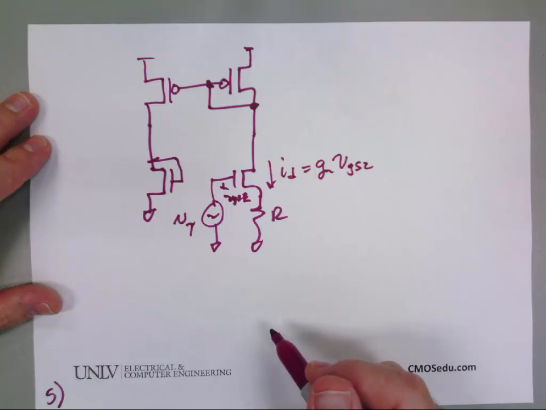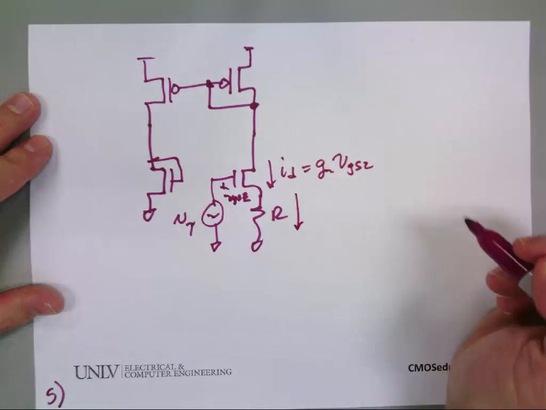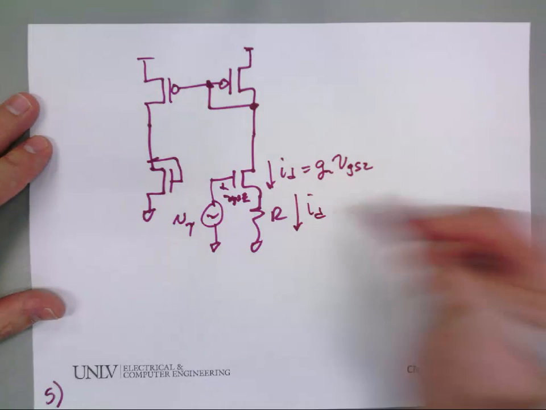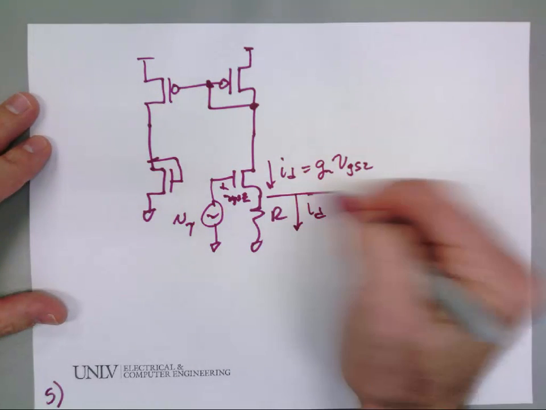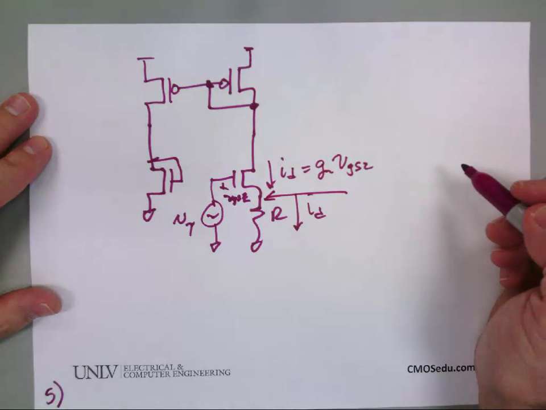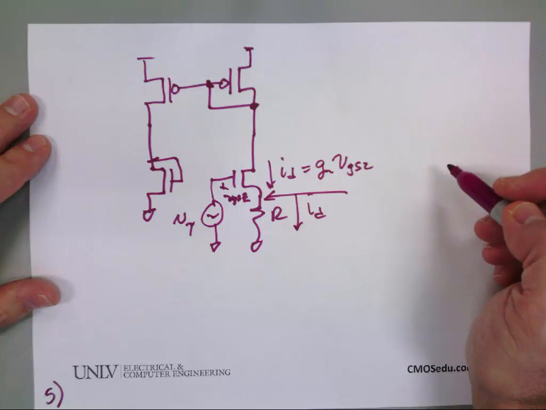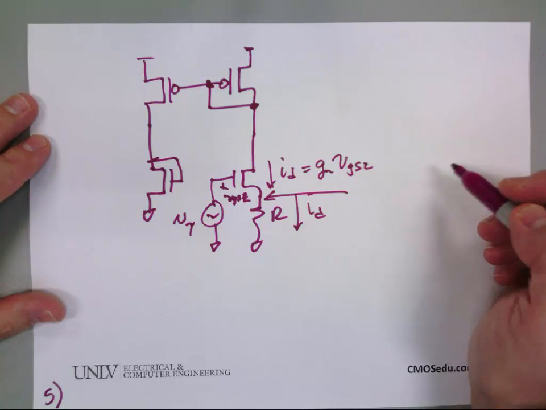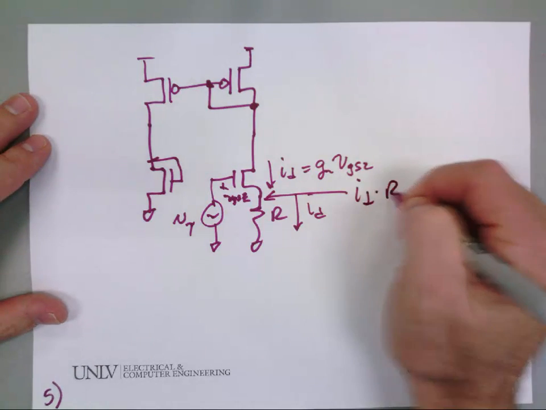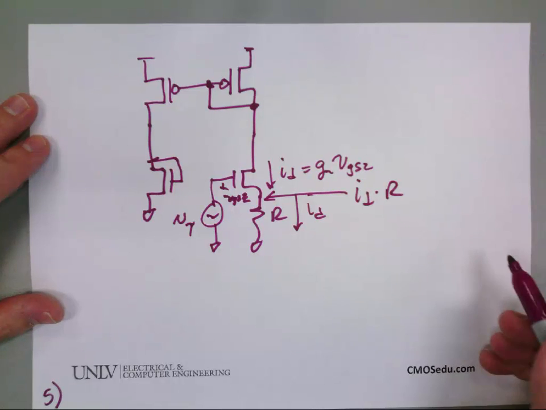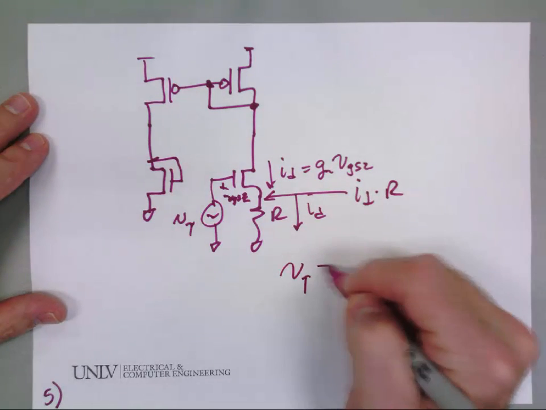Does everybody agree with that? What's the current that flows in R? ID. What's the voltage drop across R? What's that voltage right there? That's right, ID times R. Don't get ahead of me. So now, what is VTest equal to?